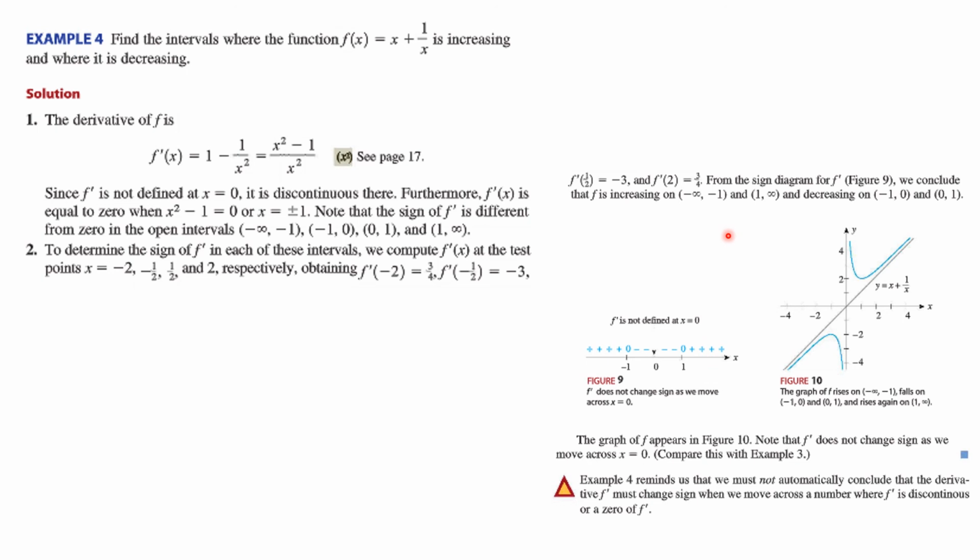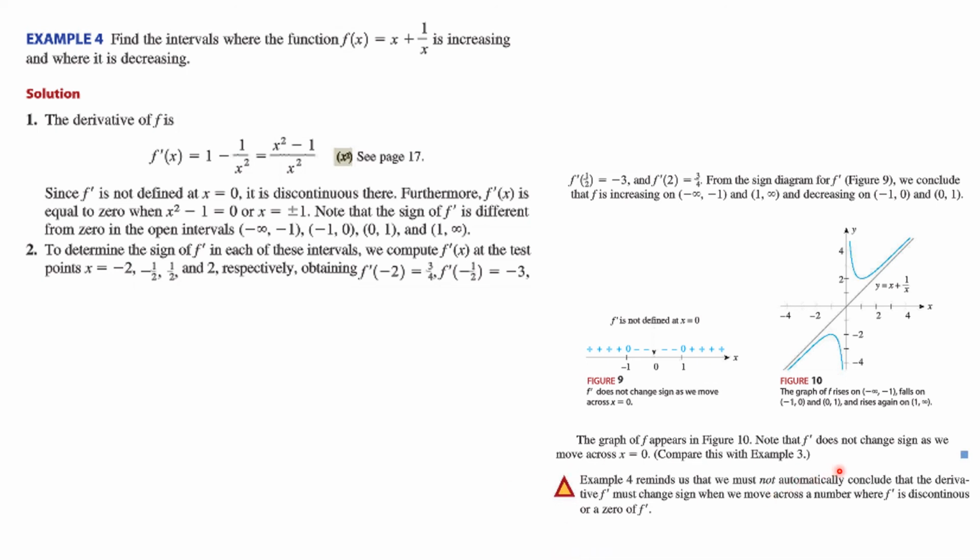So from the sign diagram, we conclude that it's increasing from minus infinity to minus 1, and it's also increasing from 1 to positive infinity, and it's decreasing on this interval from minus 1 to 0 and from 0 to 1. Let's look at the picture. You see it is increasing here, it is decreasing here, it is decreasing here, and it is increasing here. And there's the graph that you can see, and it does work.